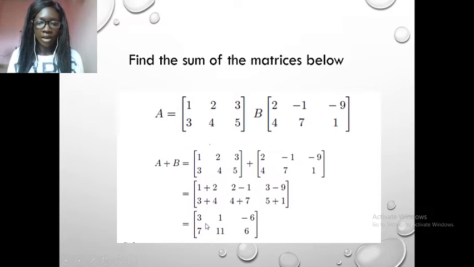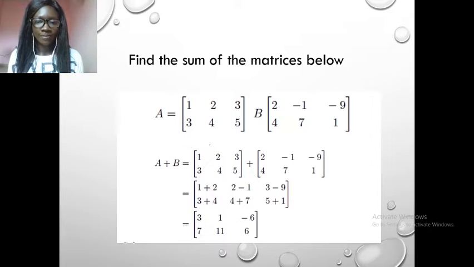1 plus 2, we have 3. 2 minus 1, we have 1. 3 minus 9, we subtract, and we keep the sign of the bigger number. The sign of the bigger number here is minus. So we have minus 6. So 3 plus 4, we have 7. 4 plus 7, we have 11. 5 plus 1, we have 6. So this is matrix A plus B. And you can observe that we also have the same dimension: 2 rows and 3 columns, which we call a 2 by 3 matrix.